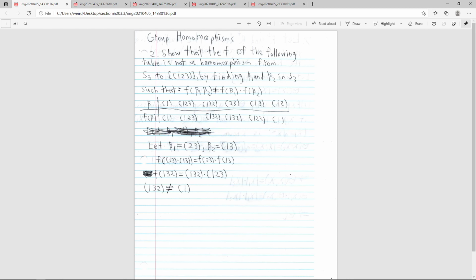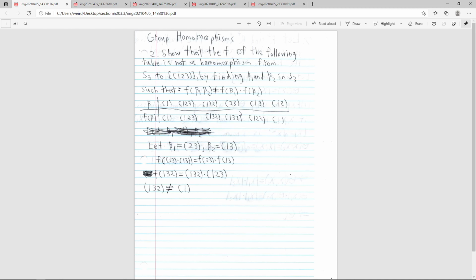So show that the f of the following table is not a homomorphism from S3 to this group {1, 2, 3}, the cyclic group, by finding beta 1 and beta 2 in S3 such that f of beta 1 times beta 2 does not equal f of beta 1 times f of beta 2. So beta is given and f of beta, you're given this table. So you just have to find two values that contradict it.